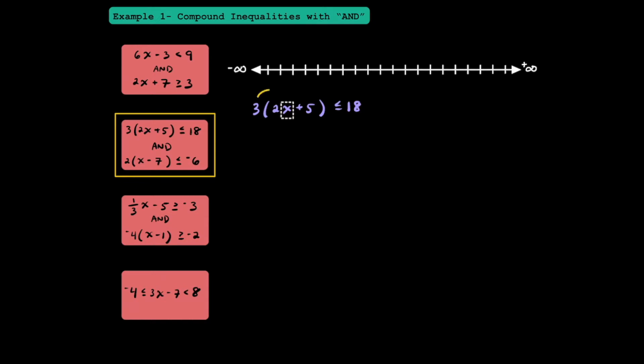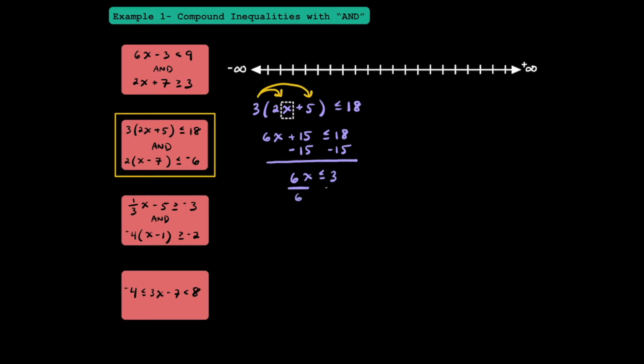Let's start off by distributing this 3 to the 2x and this 3 to the 5. 3 times 2x is going to be 6x, and 3 times 5 is going to be 15. This is still less than or equal to 18. We can subtract 15 on the left side and subtract 15 on the right side. When doing so, 15 minus 15 is 0, so we have 6x is less than or equal to 3.